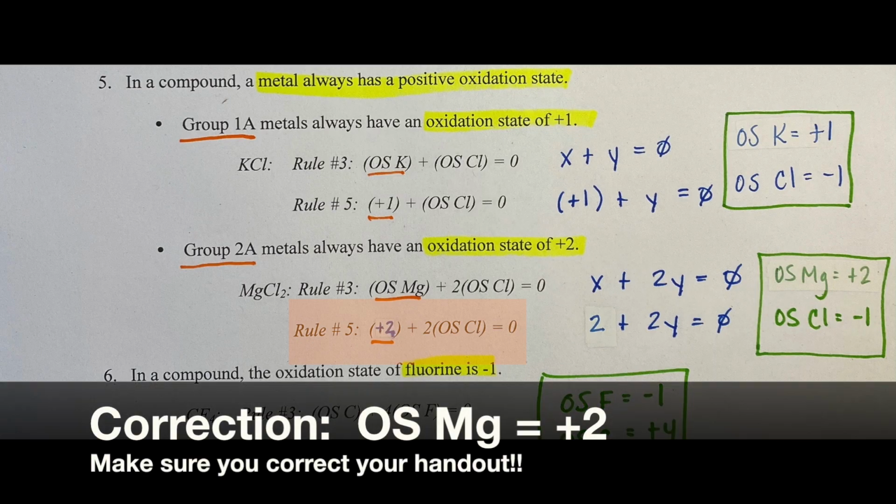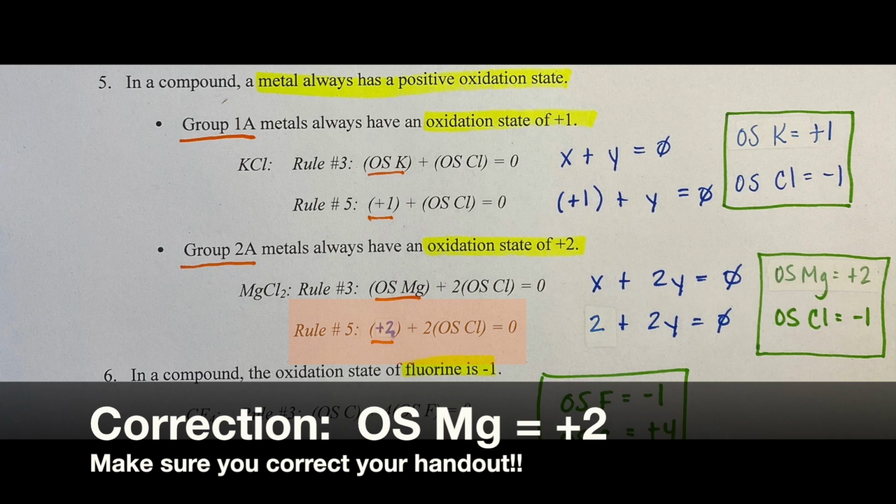Rule number 5 allows us to substitute in for the oxidation state of the magnesium. So now we have a new equation that says plus 2 plus 2 times some oxidation state of chlorine must be equal to 0. That means that we have plus 2 plus 2y equal to 0. Now we can solve. The oxidation state for the magnesium is plus 2, and the oxidation state for the chlorine in this example is minus 1.